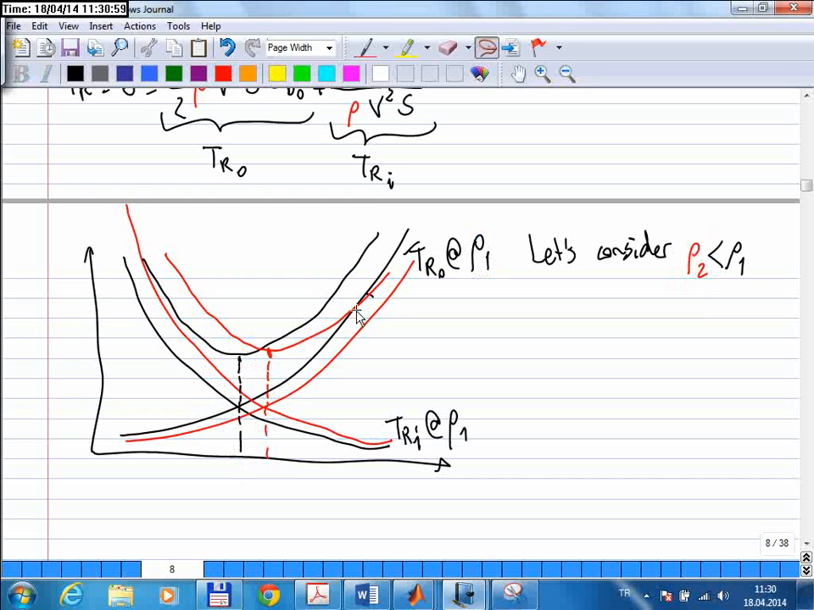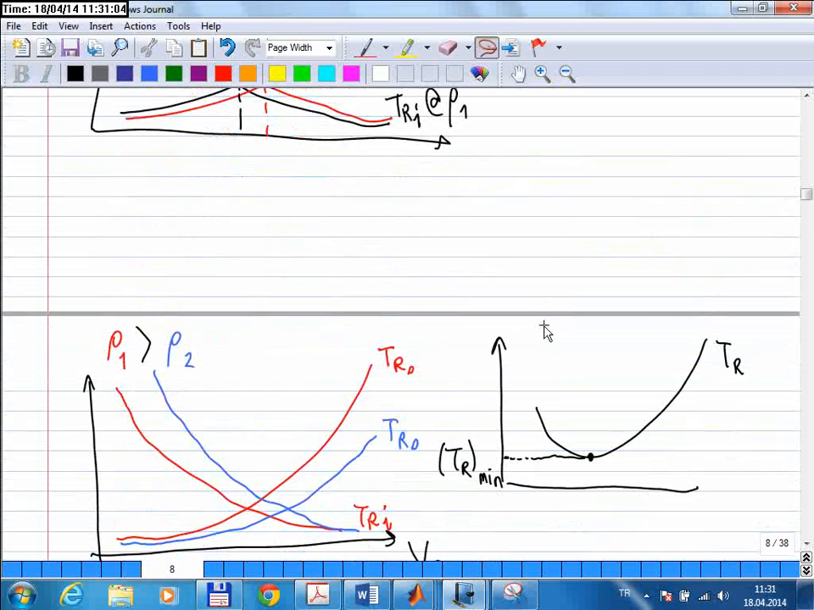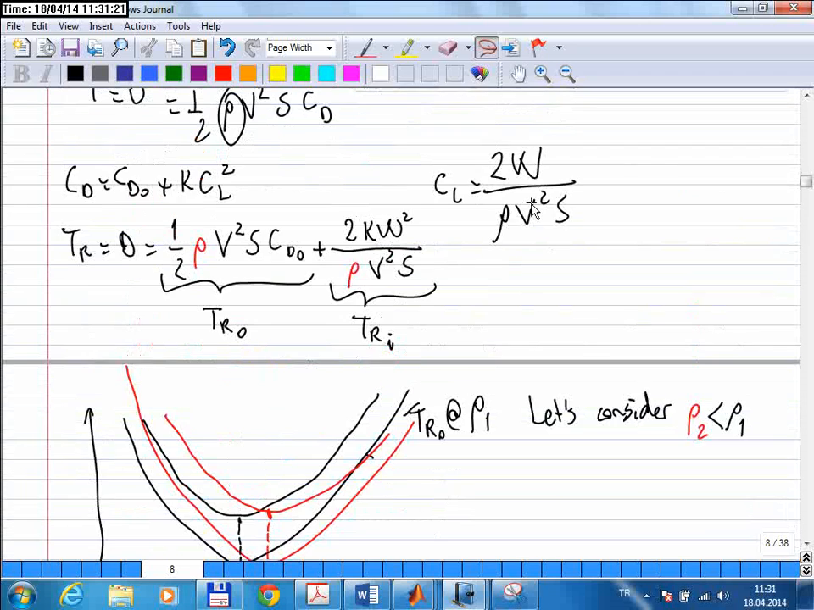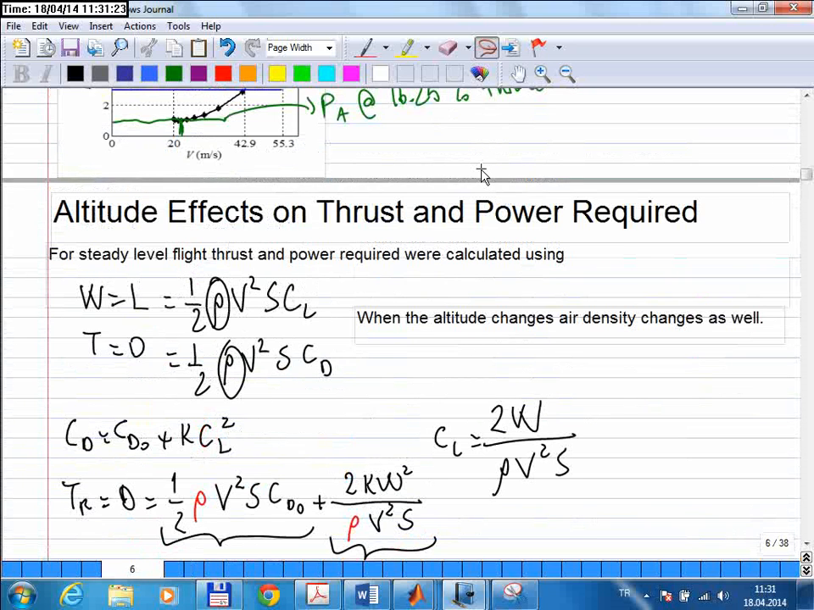Okay, so our time is up. Let me stop here. Now, on Tuesday, I'll be continuing from here, okay? I will be talking more about how the required thrust and required power values change with altitude. Because obviously, this will become very important, right? In this previous example, we assumed that the aircraft altitude was fixed. It didn't change. But it's a very restricting assumption, obviously.